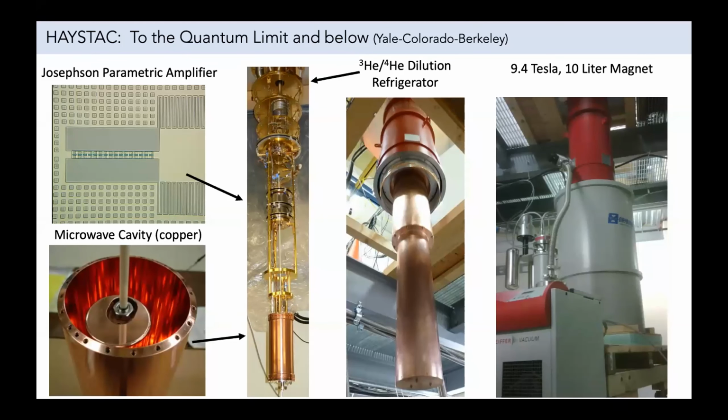Let me talk a little bit about the experiment I'm involved with, Haystack. It is a much smaller experiment. Its sensitive volume, about 1.5 liters, is about 1% of the sensitive volume of ADMX. Right from the get-go, it was using a dilution refrigerator and a Josephson parametric amplifier, which are broadly tunable and intrinsically quantum limited.